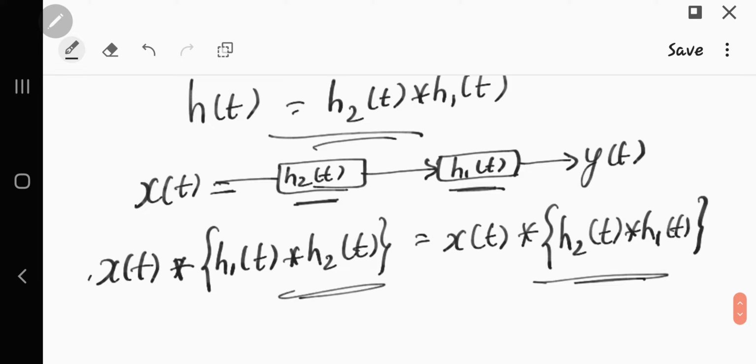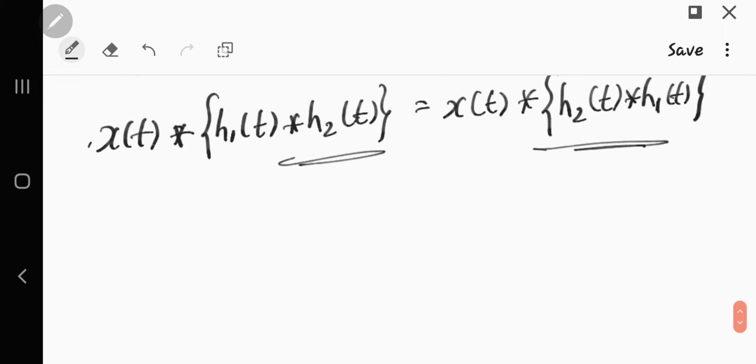The meaning is this: the output of the cascade connection of LTI systems is independent of the order in which the systems are connected. So the order is not necessary here. It can be connected in either order. If you connect h1 of t here and h2 of t here, then also you will get the same thing. And if you interchange the order of h1 of t and h2 of t, whenever the systems are connected in cascade, the system's output is independent of the order. That is what the meaning is.